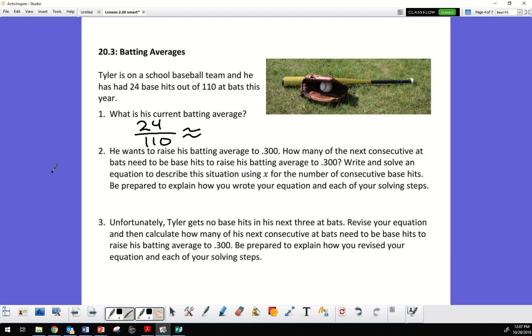So it's going to be 0.24. Okay, so that is a batting average. It's always in decimals, and it usually uses 3 decimal places. He wants to raise his batting average to 300. How many of his next consecutive at-bats need to be base hits to raise his batting average to 300? Write and solve an equation to describe the situation using x, the number of consecutive base hits.